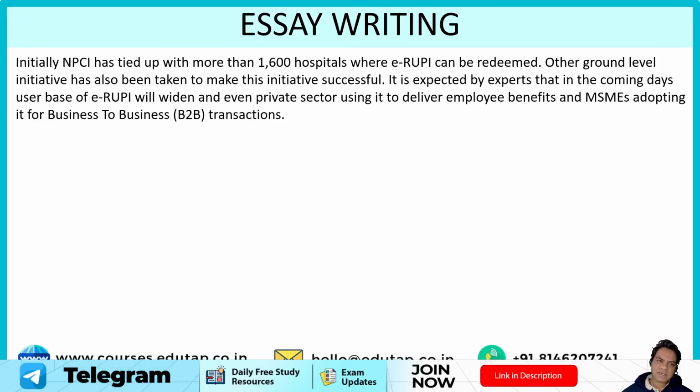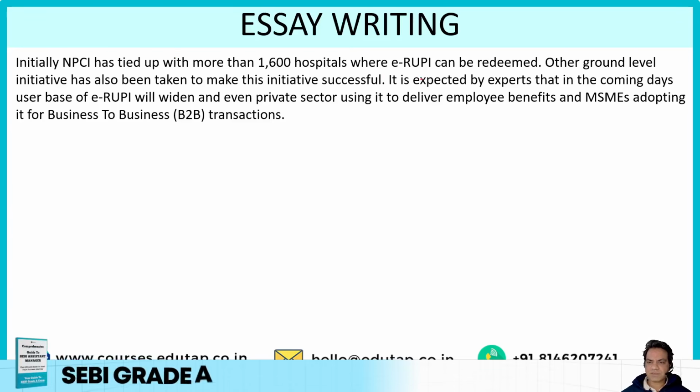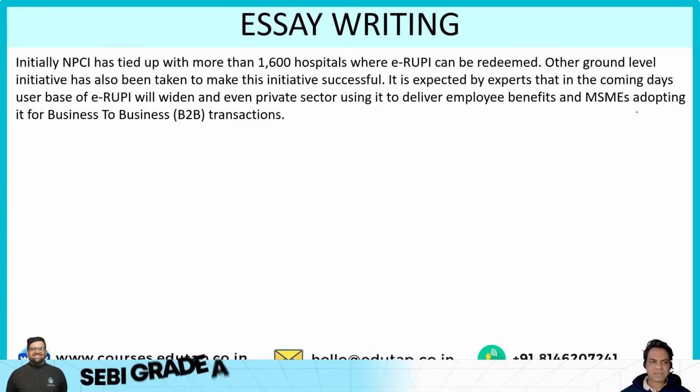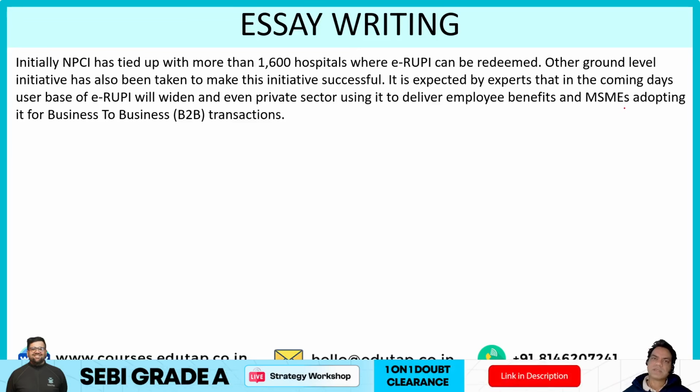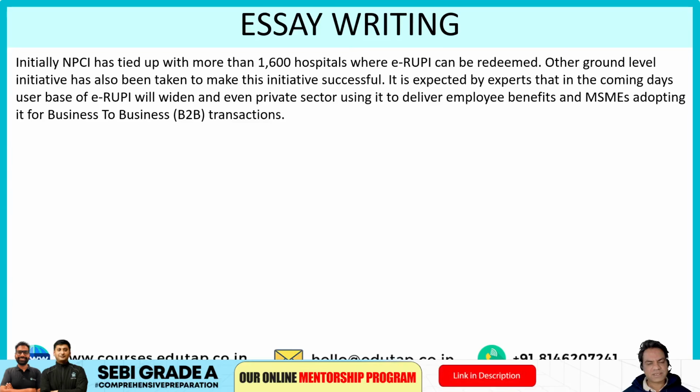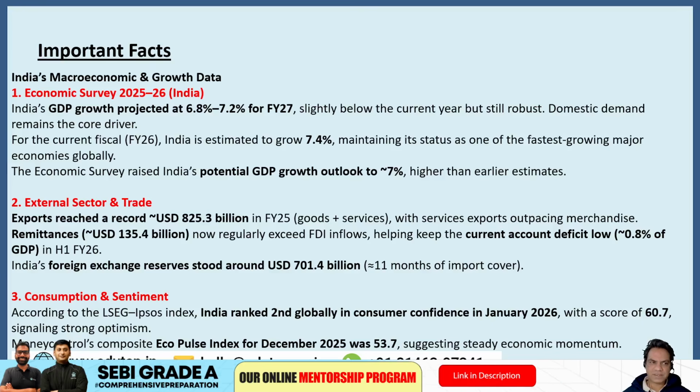And then NPCI has tied up with 600 hospitals in UP. On the ground level, an initiative has been taken to make this initiative successful. It is expected by experts that in coming days the user base of e-rupee will widen, and even the private sector will start using it to deliver employee benefits, and MSMEs will adopt it for business-to-business transactions. So this is the way forward. So very logical, to the point, nothing flowery in language, no useless elaboration. Core points, well executed. That is a good essay that you can write in your answer.